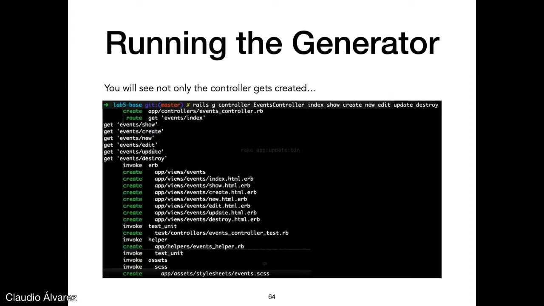And what happens is that the controller gets created, and also views get created, and also unit tests get created, and a file for helper methods gets created, and so on. Even a style sheet gets created. So many other stuff gets created by default. There are some generator options you can pass along, so that none of these views or unit tests get created.